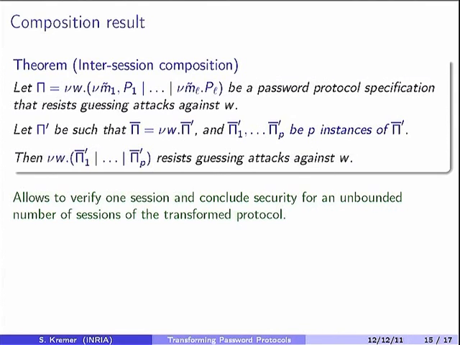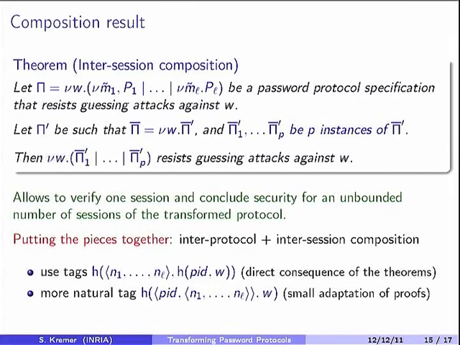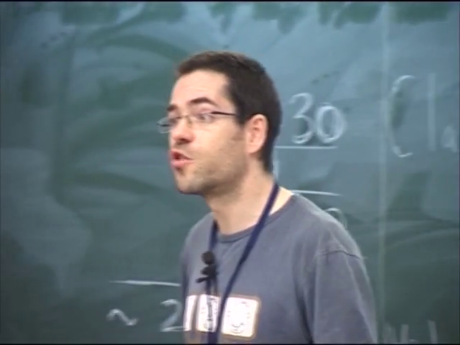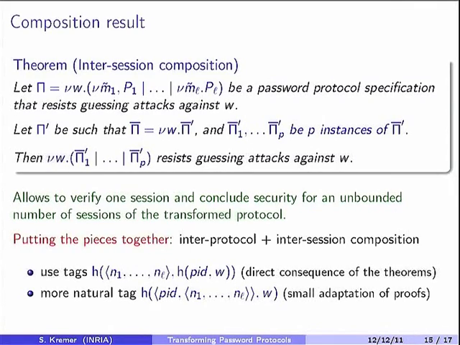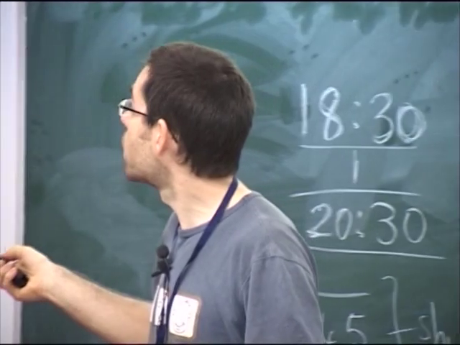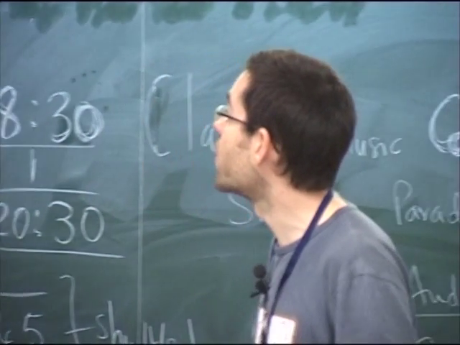Now if I take such a protocol pi, which is resistant against guessing attacks on W, I can take the transformed protocol pi bar, and take any number p of instances of these protocols. So I'm taking p times the same protocol, up to some renaming of fresh values. And when I put them in parallel with the same W, then again, these will resist against guessing attacks. So I have an effective design methodology: just verify one session of a protocol, use this transformation, and I know that I have a protocol that resists against guessing attacks for an unbounded number of sessions, because this holds for any number p of instances of the protocol. I can directly get security for free.